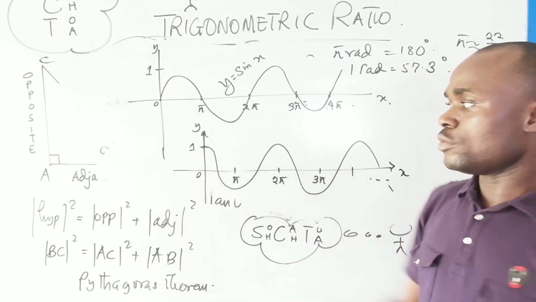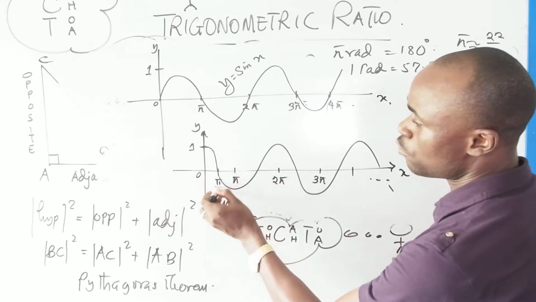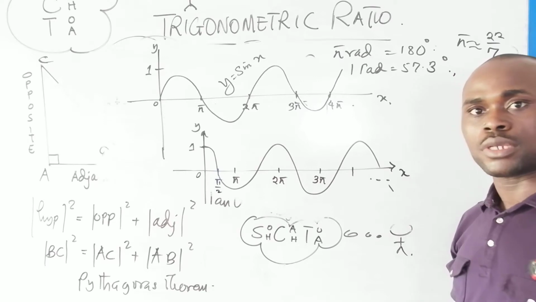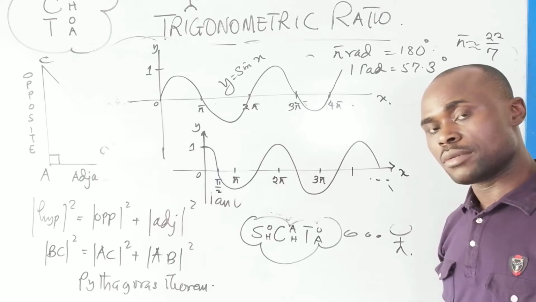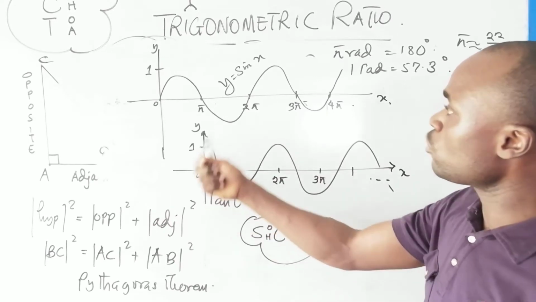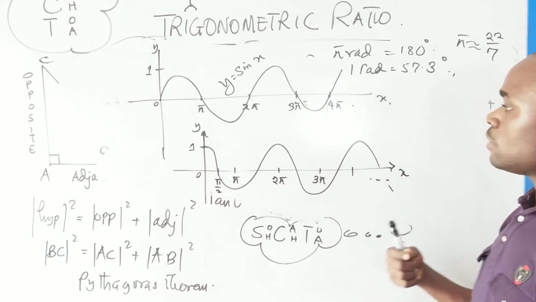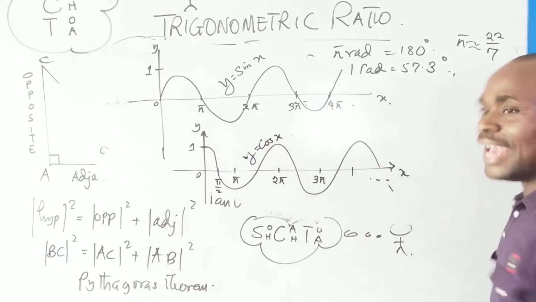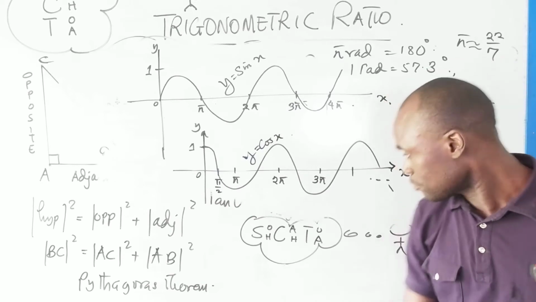And that is pi over 2. Here we have pi over 2. So take note, here we have pi over 2, which is actually 90 degrees. Pi over 2 radians is 90 degrees. So this is what we call the y equals cos x graph.